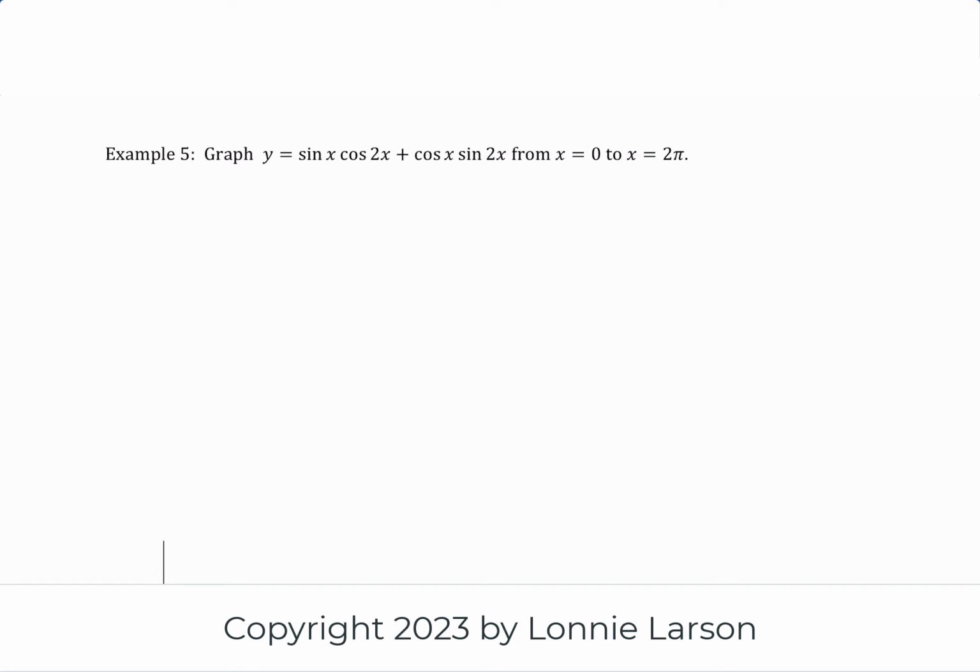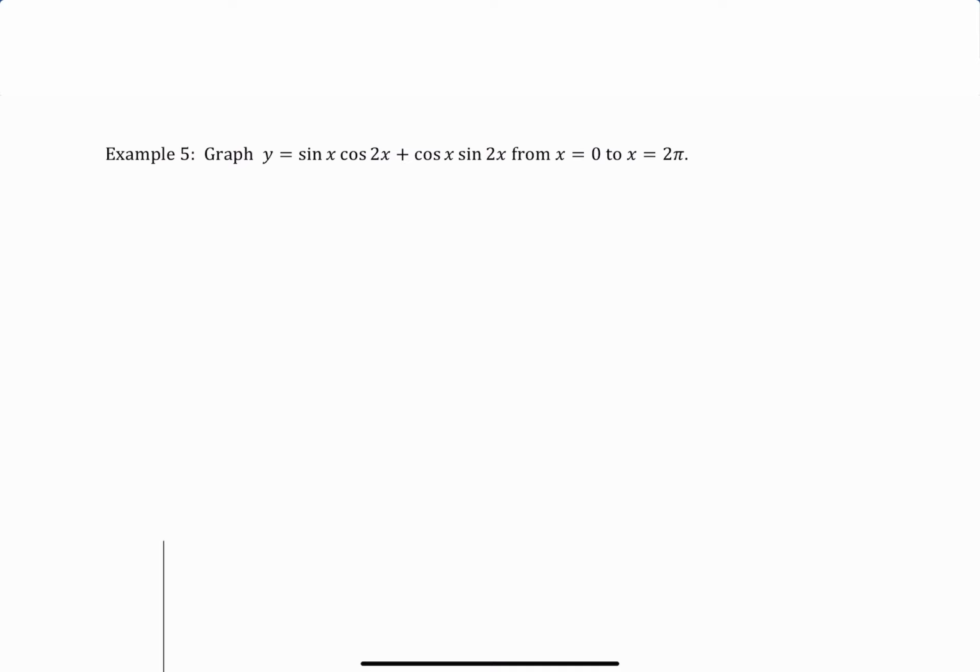In this example, we'll see how using one of the addition formulas or difference formulas in reverse can be super helpful. Let's graph y equals the sine of x times the cosine of 2x plus the cosine of x times the sine of 2x from x equals 0 to 2 pi. Now at first glance, who the heck knows what this thing looks like? I don't know how to graph it in its current form.